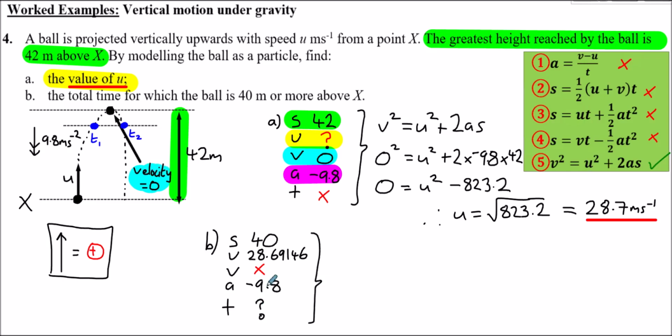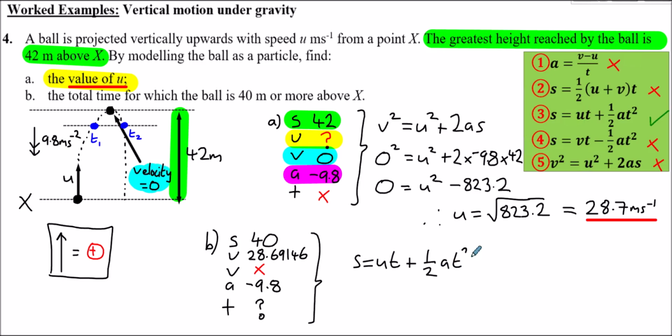And so we need a SUVAT formula which doesn't involve the need for V. So what could we use? Anything with a V in it isn't going to be any good. And again, it seems to be s equals ut plus half at squared is going to save the day. That seems to be a very common formula which is used time and time again.